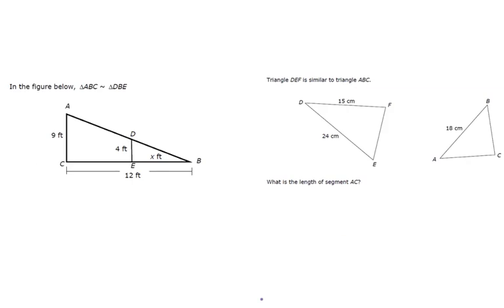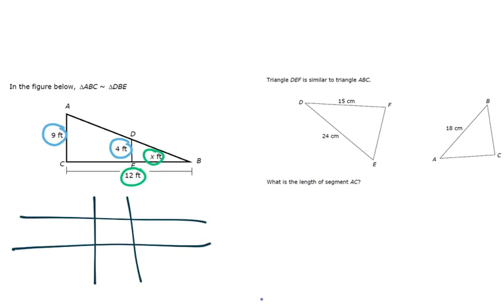All right, so here's another example just like it. This time they've got it labeled for you though. So my blue sides, my matching or my proportional sides would be the 4 and the 9, and then the X and the 12. So it's nice when they label it for you, but majority of the time they are not going to do that.